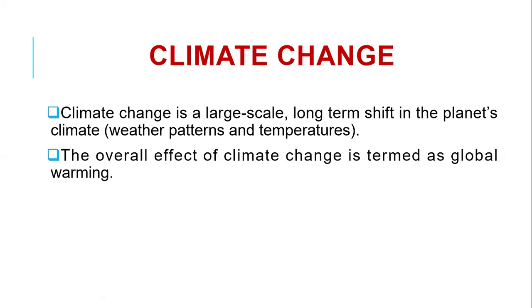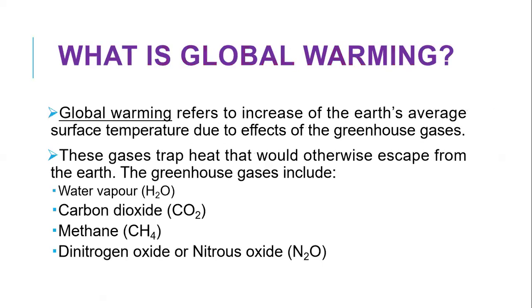So the overall effect of various changes in weather patterns and temperatures on a large scale and in a long-term shift is what we call global warming. Let's discuss this. What is global warming? Global warming refers to the increase of the Earth's average surface temperature due to the effects of greenhouse gases. The various greenhouse gases are the ones that cause the increase in Earth's average surface temperature.